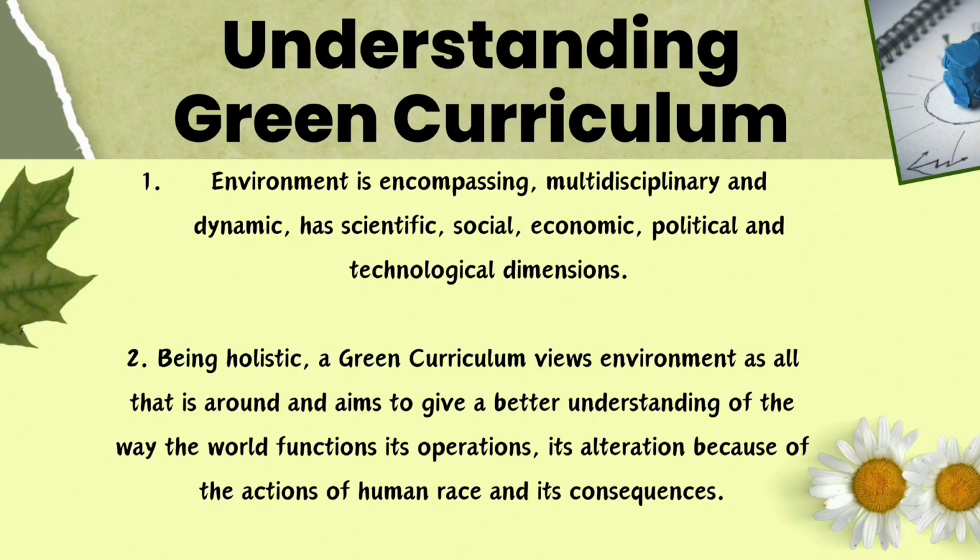Number two, a holistic view of the environment. A green curriculum recognizes the connection of all aspects of the environment, and aims to provide a comprehensive understanding of how the world operates, how human action impacts it, and the consequences of those actions, the problems we face after doing something to our environment. For example, studying the water cycle in science class and discussing how human activities like deforestation can disrupt it, leading to issues like droughts or floods.